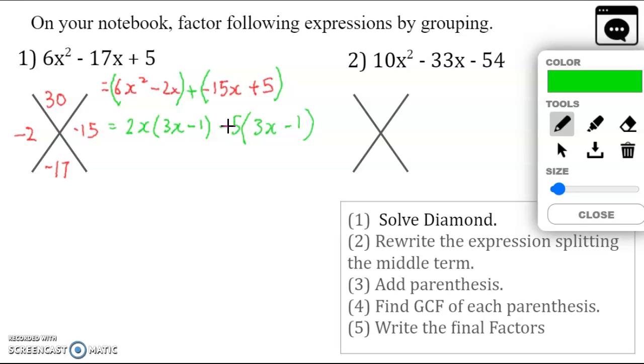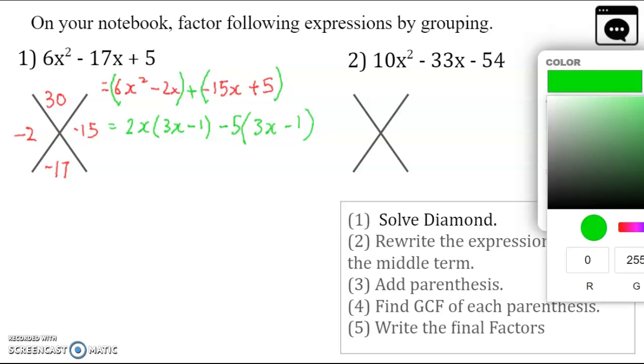Notice that we have two identical common factors, 3x minus 1 here and 3x minus 1 here. So that comes out. What is being multiplied to 3x minus 1 in the first term? That's 2x. And the second half of the expression is minus 5. So again, this is my factored form.